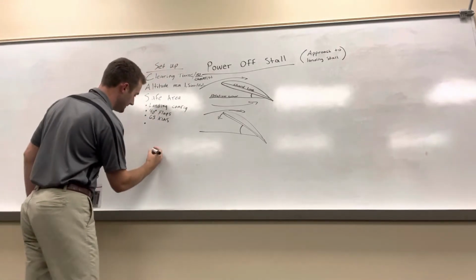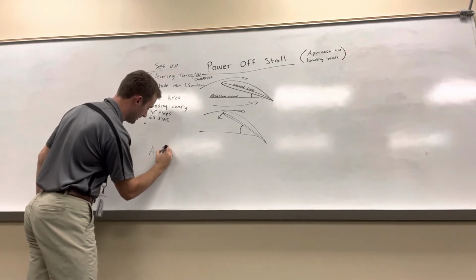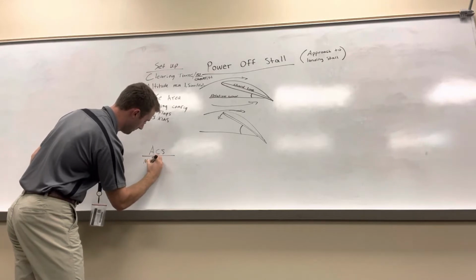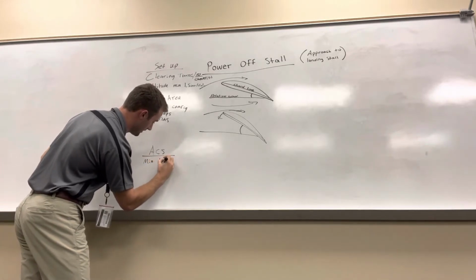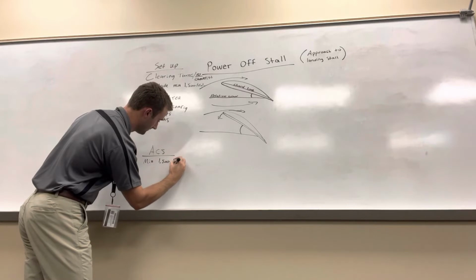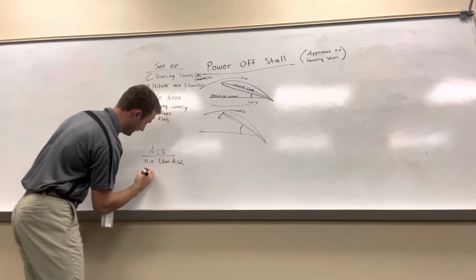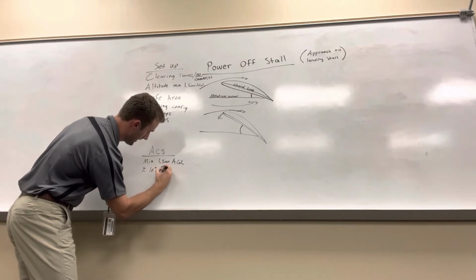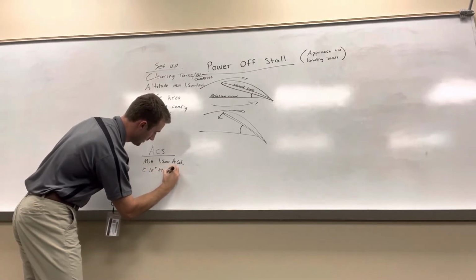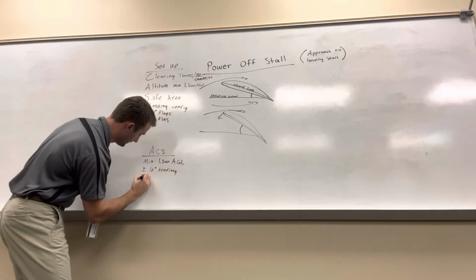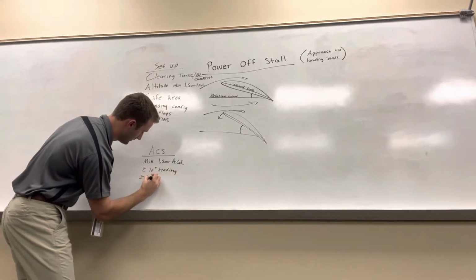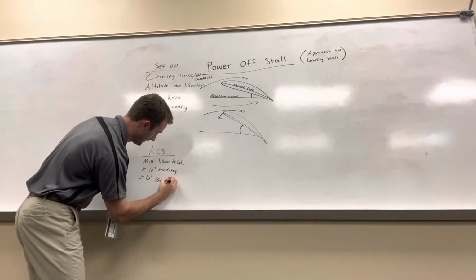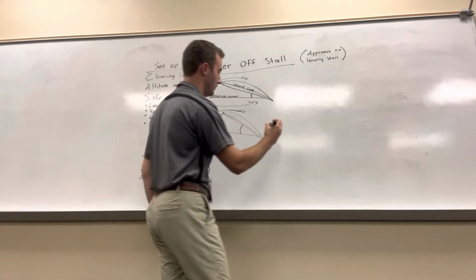So our ACS standards for this maneuver are, like I said before, a minimum of 1500 AGL, and then plus or minus 10 degrees on your heading, and then plus or minus 10 degrees on your bank. That's going to take us right into the common errors of this maneuver.